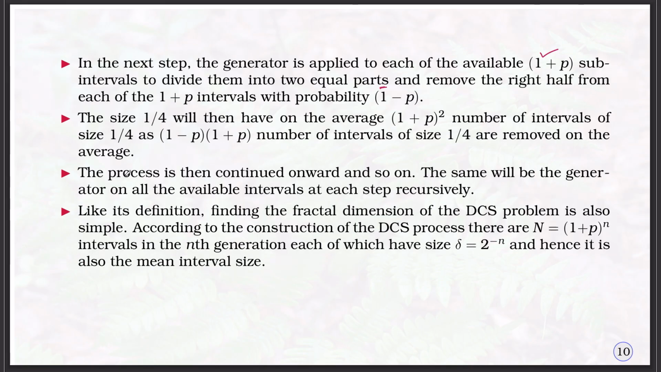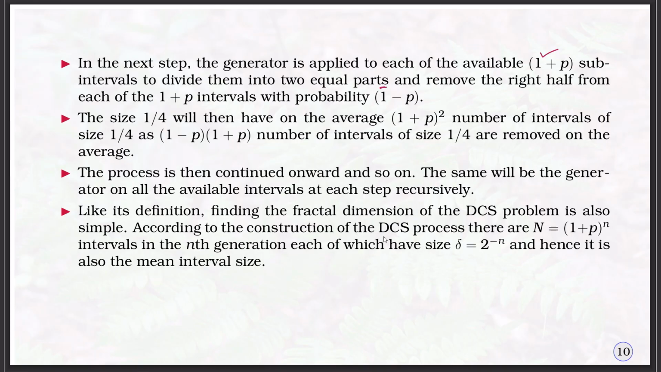Then the process is continued onwards, and the same rule will be applied on the available intervals at each step recursively. Like its definition, finding the fractal dimension of the dyadic Cantor set is also simple. The resultant after infinite iterations, taking the intersection, finally gives the dyadic Cantor set. Now we need to find the dimension of the dyadic Cantor set by using the usual method.